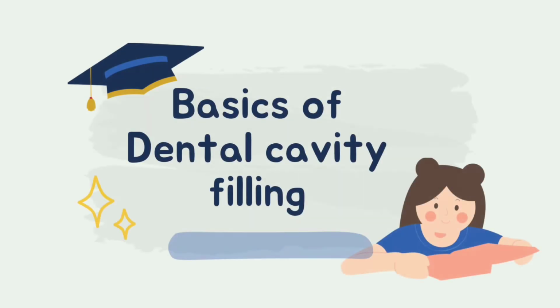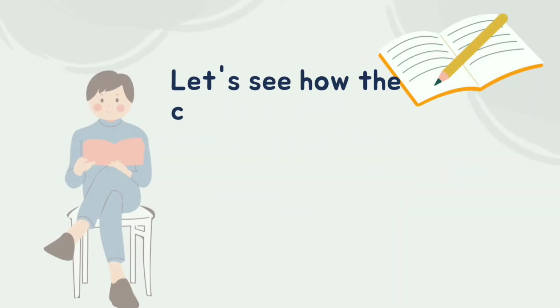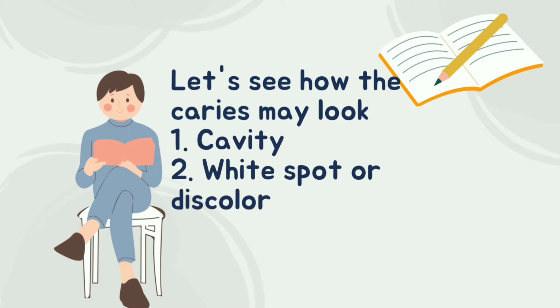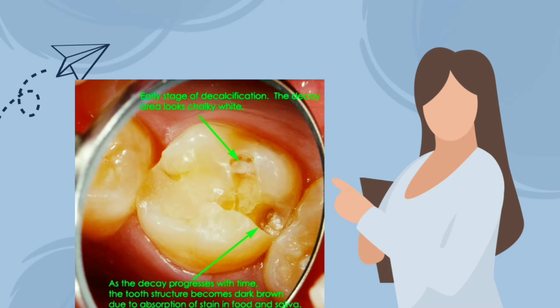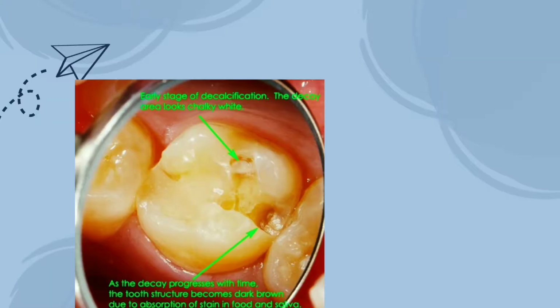Let's talk about the basics of dental cavity filling, which we do as a beginner when we enter our clinics. So, we will be discussing the general steps. The first thing will be, let's see how the caries may look. The caries may appear as a cavity or a white spot or discoloration or just a catch or maybe incipient. Initial stages of decalcification will give the chalky white look, and as it progresses it may become a dark brown spot with the absorption of stain in food and saliva.